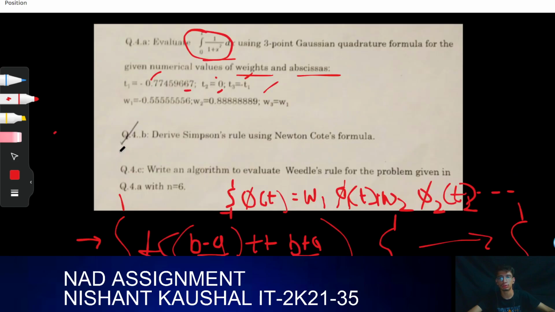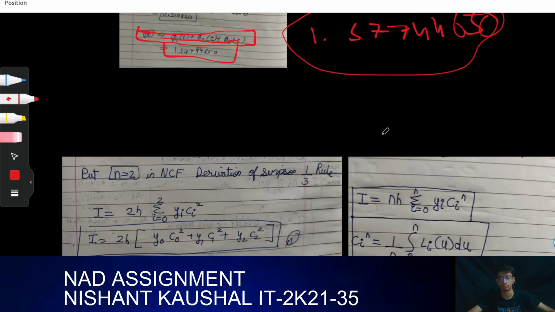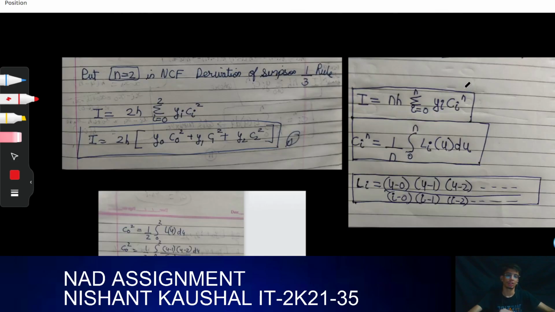Now let us proceed to question number 2. Derive Simpson's rules using the Newton-Cotes formula. According to the Newton-Cotes formula, I equals nh times the summation of i equals 0 to n of yi ci of n, where ci of n is 1 by n times the integration from 0 to n of li of u du. And now what is li?